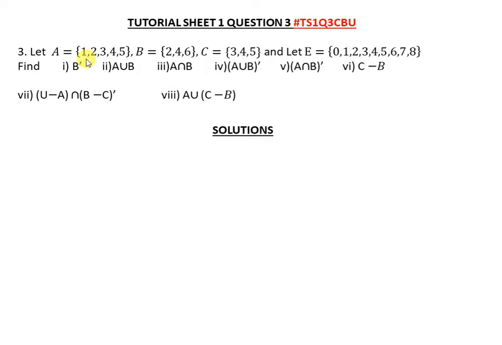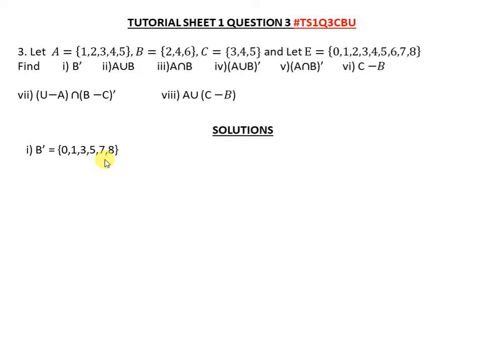When you look at the universal set, it starts from 0, 1, 2, 3, 4, 5, 6, 7, 8, and B is 2, 4, 6, meaning you're just going to remove 2, 4 and 6 from the universal set. What you remain with is your solution, that's B complement. So you can see this is the solution for B complement there.